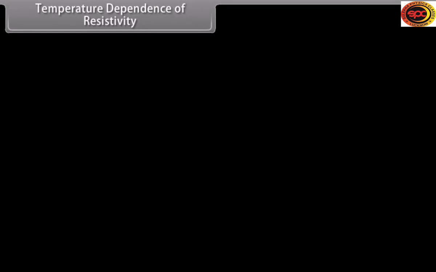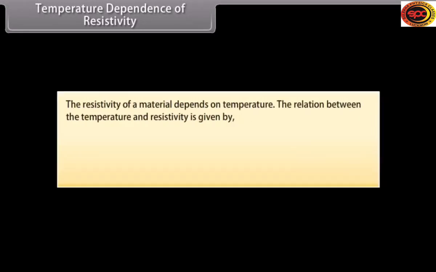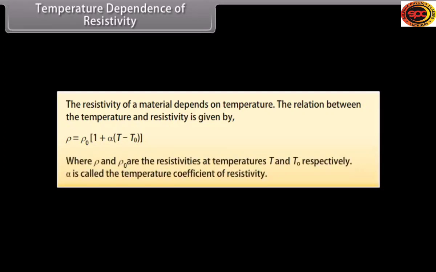Temperature dependence of resistivity. The resistivity of a material depends on temperature. The relation between the temperature and resistivity is given by rho = rho naught multiplied by (1 + alpha (T minus T naught)), where rho and rho naught are the resistivity at temperatures T and T naught respectively. Alpha is called the temperature coefficient of resistivity.